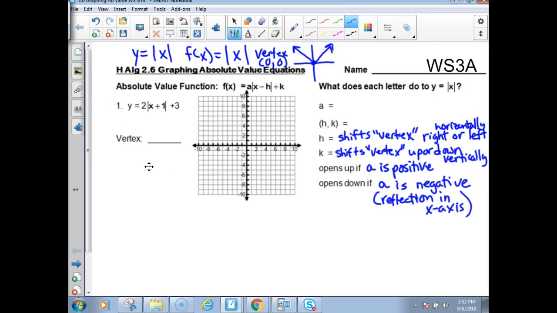Okay, the vertex for this particular one, we'll talk about a. Up here, a stretches or flattens the V. And h, k is the vertex, which is usually the bottom or top of the V.